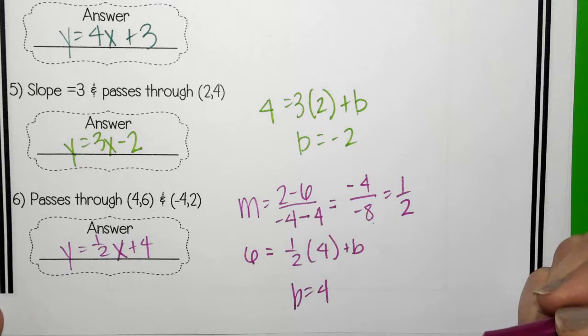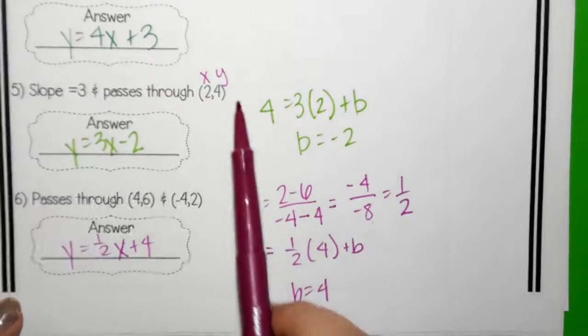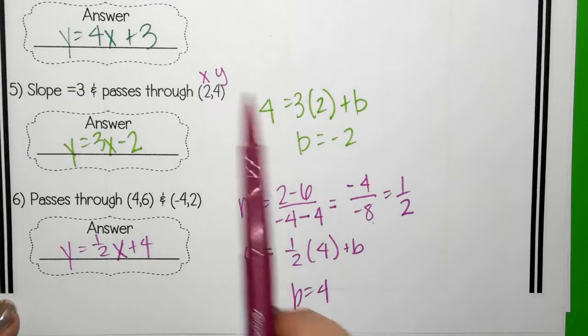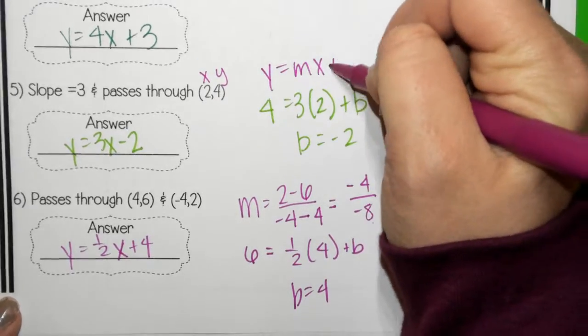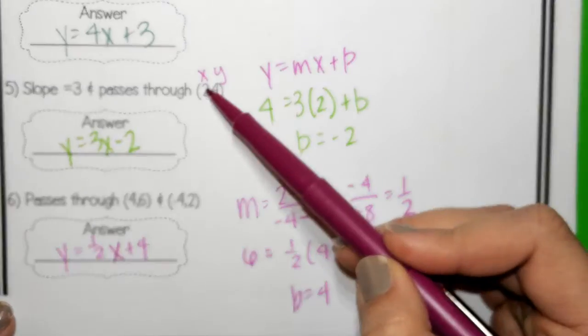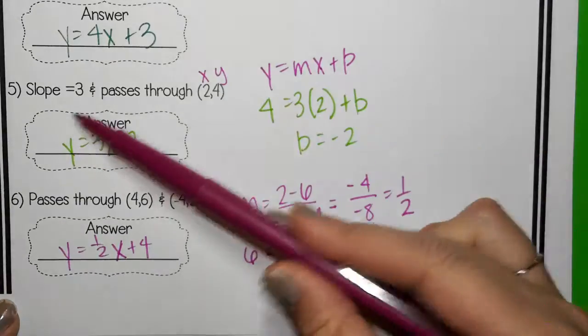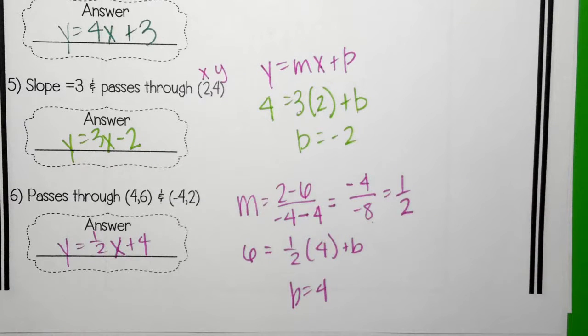Yes, ma'am? On number 5, I don't know. Remember you label these x and y, and we take 4 and plug it in for our y, and y equals mx plus b. So we take 4 and plug it in for our y. We take 2 and plug it in for x, and our m, our slope, is 3. Any other questions on that?